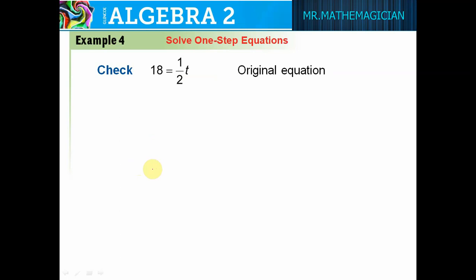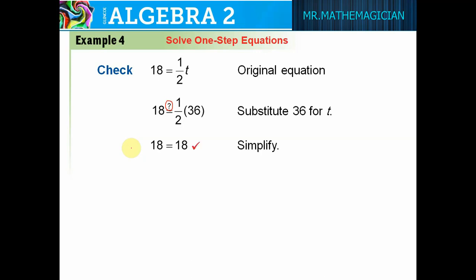Now how can you check if really t equals 36 or not? Replace t by 36 and put a question mark here, because we are asking ourselves, is it equal or not? What is half of 36? Really half of 36 is 18, so your answer is accurate, and really the solution is 36.